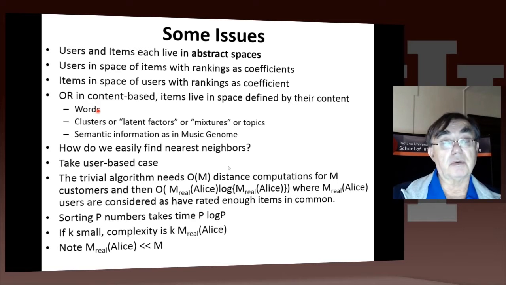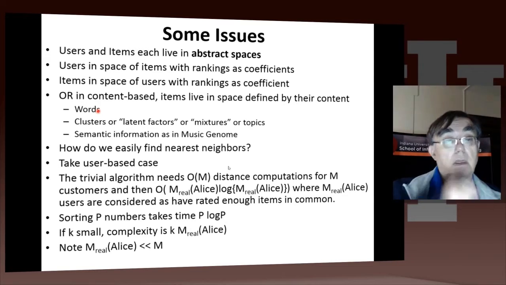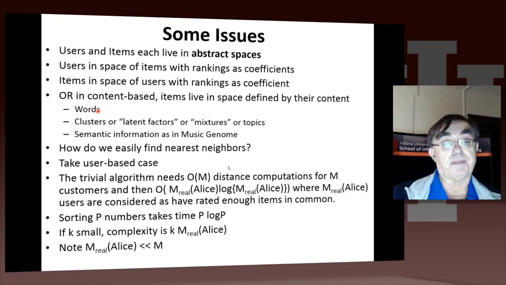And then we can do methods like clustering, which we will discuss later, latent factors or mixtures of topics, which also identify things which are near each other. Those are the type of algorithms that are used by news-based websites like Google News, which are trying to find news items which are near each other.